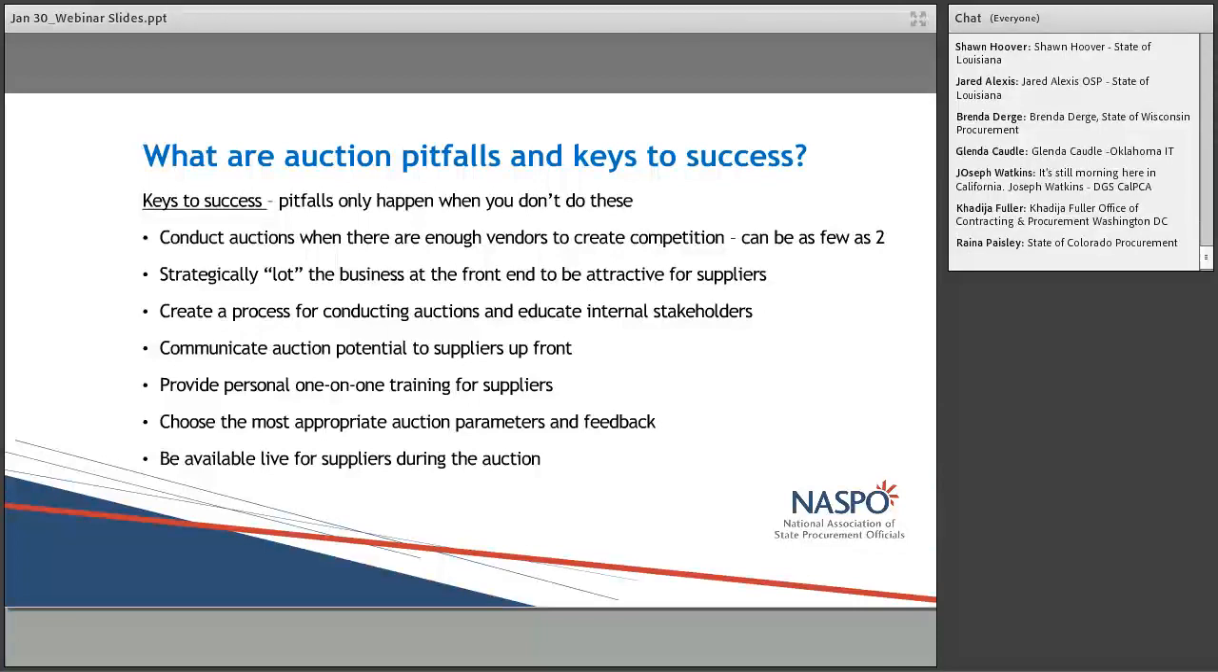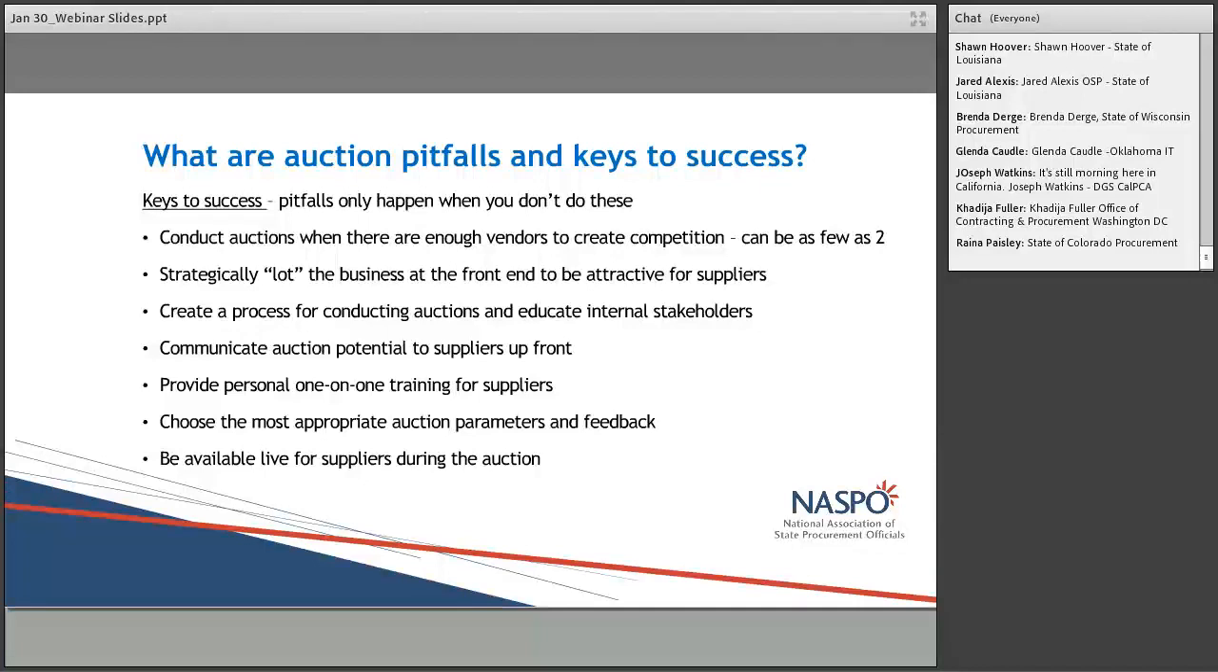But you need to create a process for conducting auctions and then educate internal stakeholders about that process. So, what are the do's and don'ts? What are the best practices? One of the key successes around our process is that, and this jumps down to the last bullet, we're available live for suppliers during the auctions. And we're not just available, but we know every single supplier's personal cell phone that we can reach out to them during the actual auction if we need to get a hold of them.